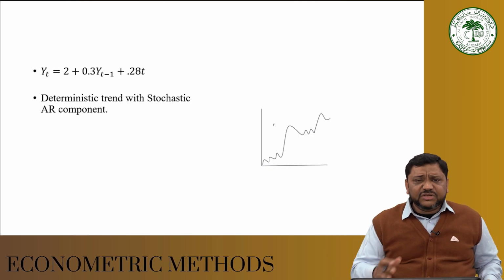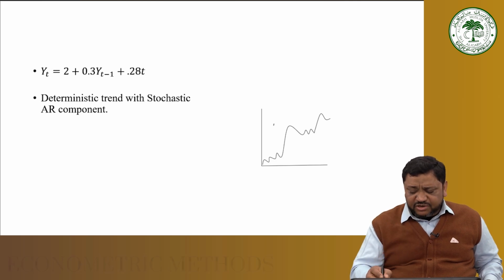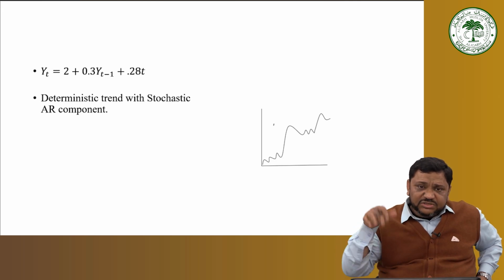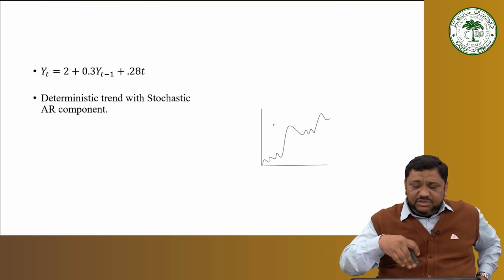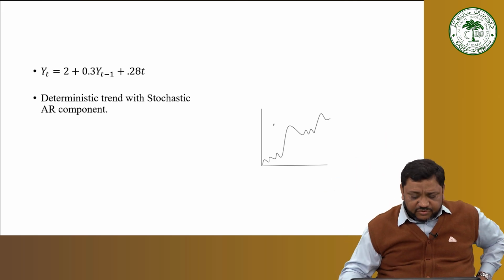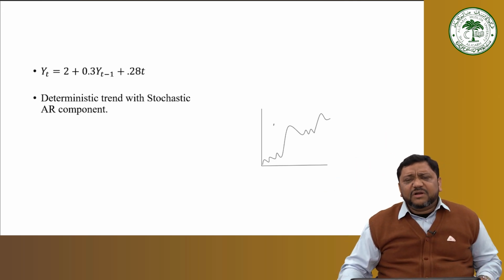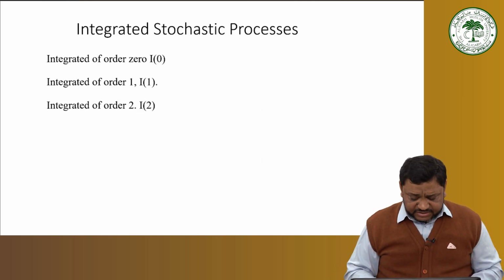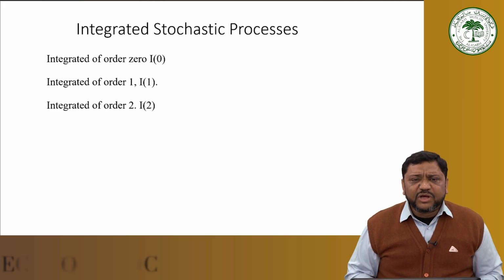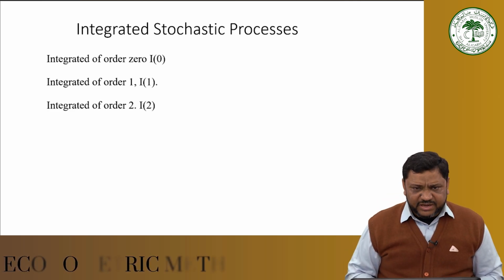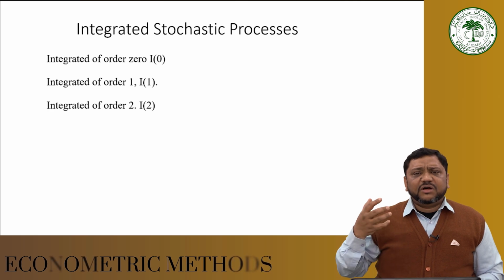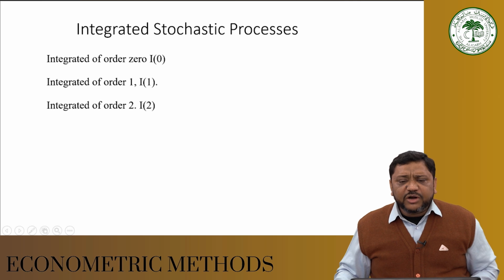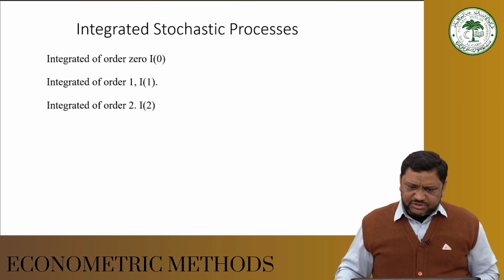If you see a diagram like this, the first thing which should strike your mind is that this process is a deterministic trend with a stochastic AR component, meaning the series is fluctuating very much. So, these are some of the processes, but the emphasis is that with these diagrams and hypothetical cases you cannot exactly identify what the case is. So, you need a definite process, a process with exactly a formula, in order to identify what type of process this is.